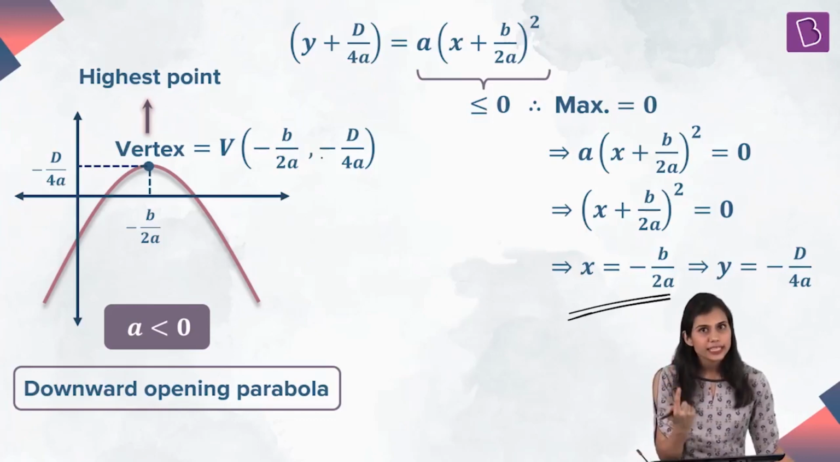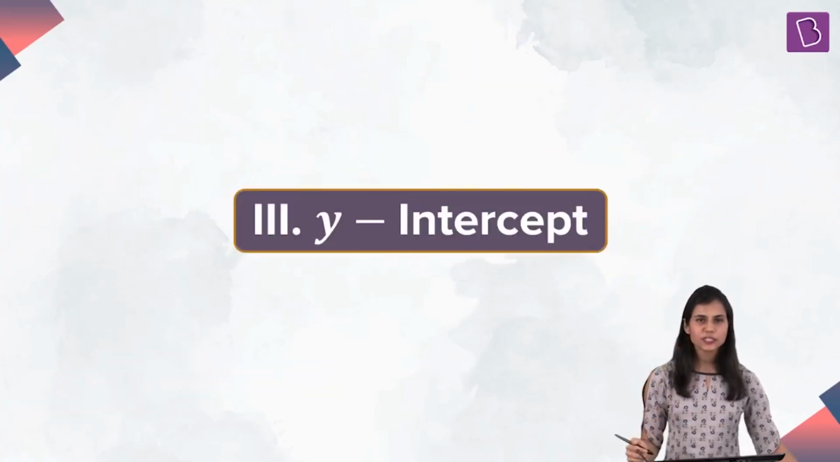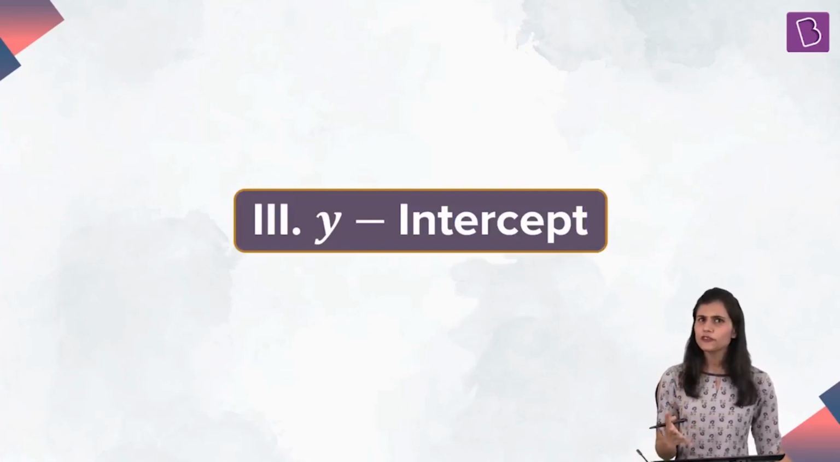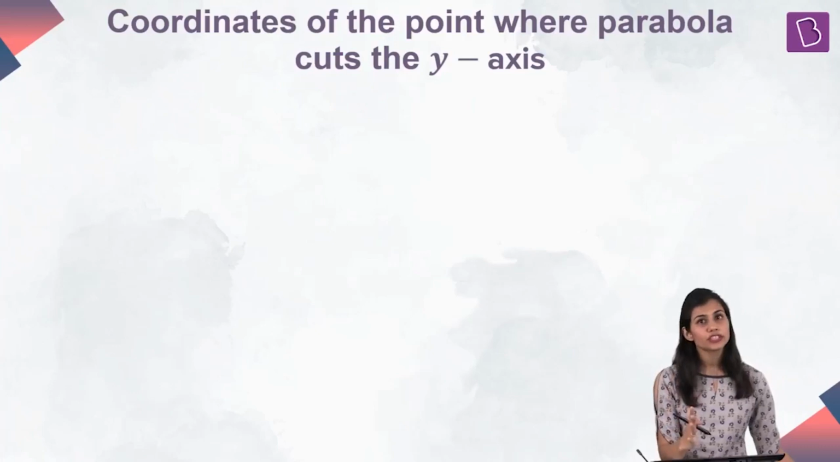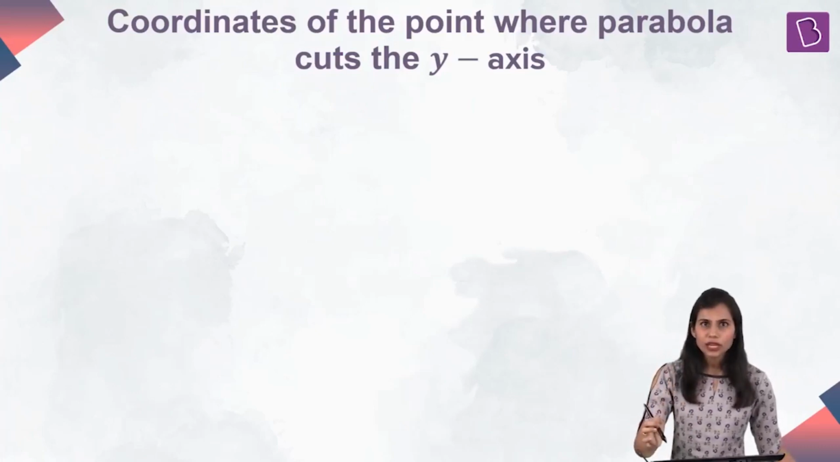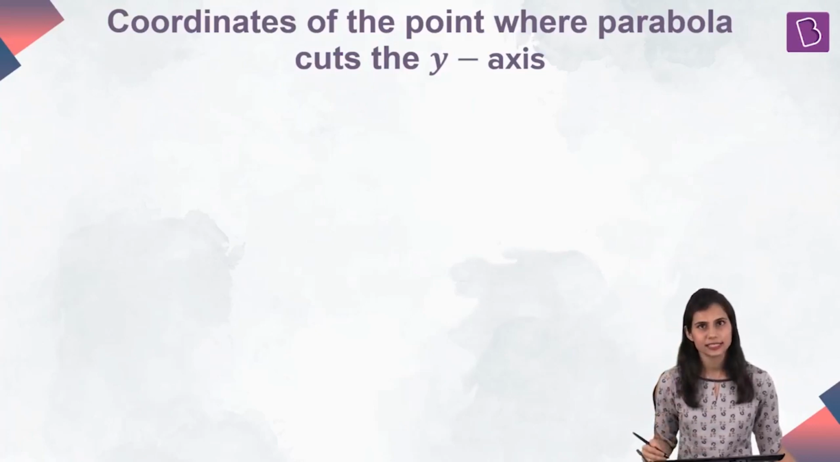One is the sign of the leading coefficient, the other is the coordinates of the vertex of the parabola, right? So that you know the extreme point lying in the parabola. The third piece of information is corresponding to the y-intercept. Don't get confused with the name. I'm just wanting you to compute the coordinates of the point where the parabola, whatever it is, upward opening or downward opening, is cutting the y-axis.